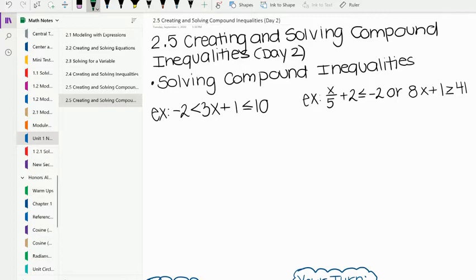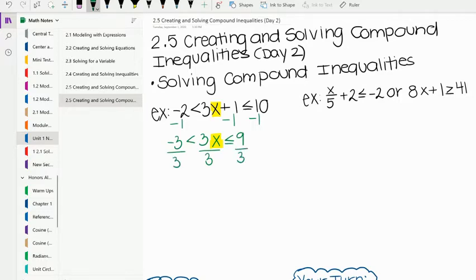So we're going to start off with our first one, and right off the bat I can tell it's an "and" inequality just because of the format. If you remember, our first step is to isolate the variable, which in this case is x. So I'm going to subtract 1 from all parts of the equation, and I get -3 is less than 3x, which is less than or equal to 9. And again, I'm still working on isolating that x. So right now it's being multiplied by 3. So we're going to go ahead and divide by 3 from each part.